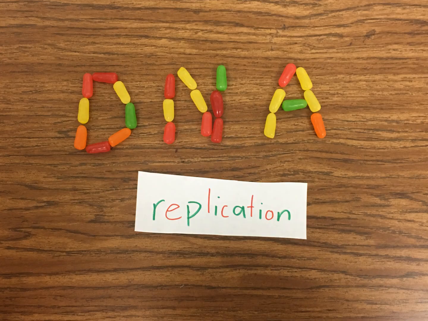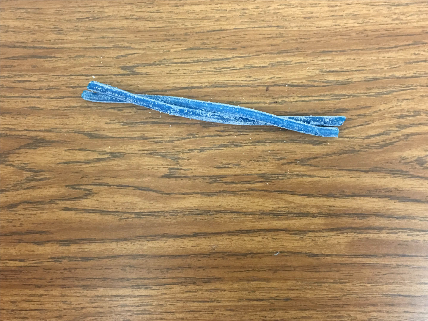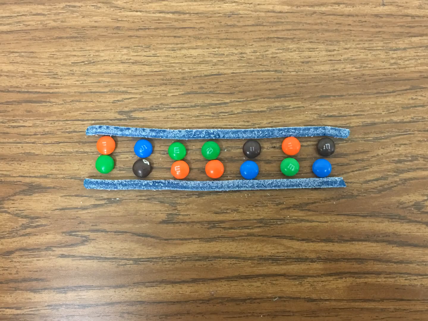DNA replication. The blue Sour Punch straws represent the DNA strands. Here, the topoisomerase, represented by the Twizzler, has unwound the DNA strands and made visible the DNA bases. The red and orange M&Ms represent the same base.